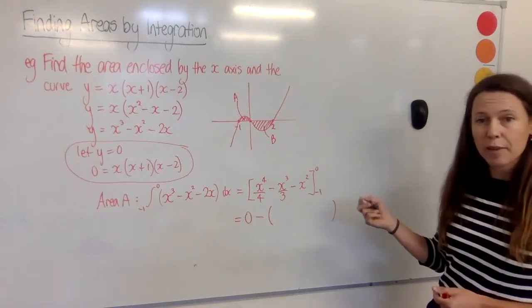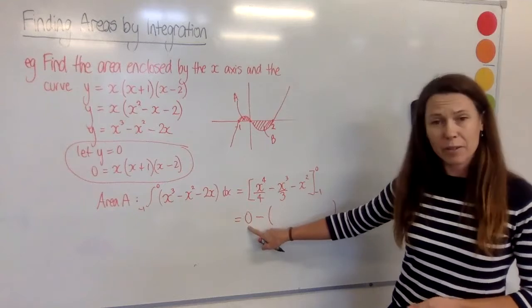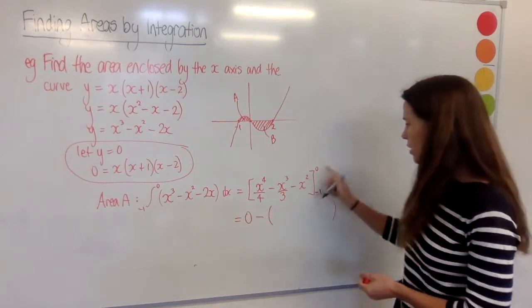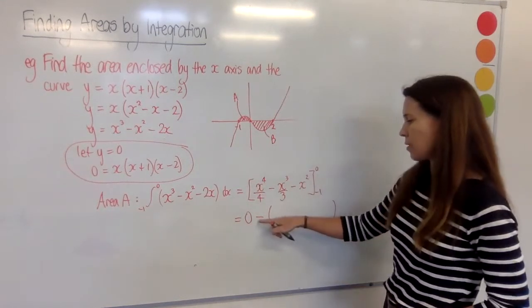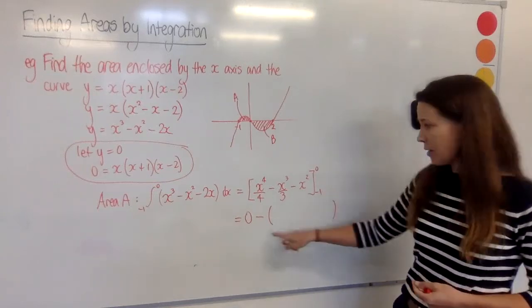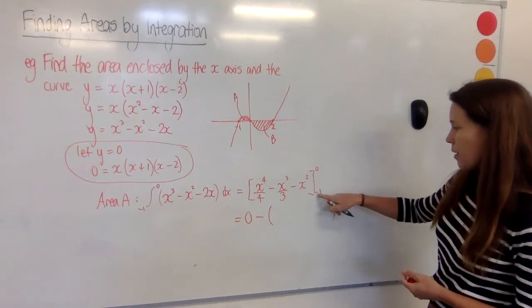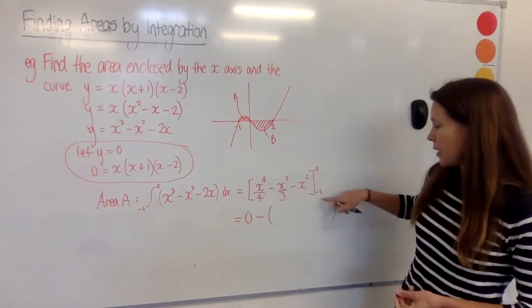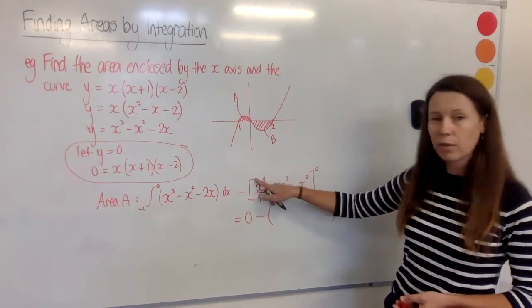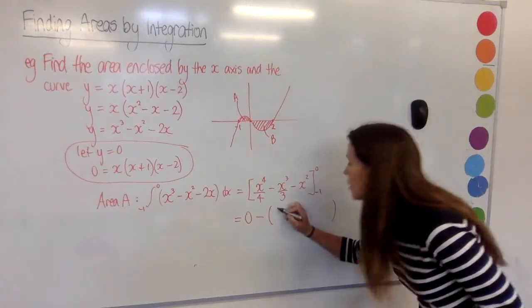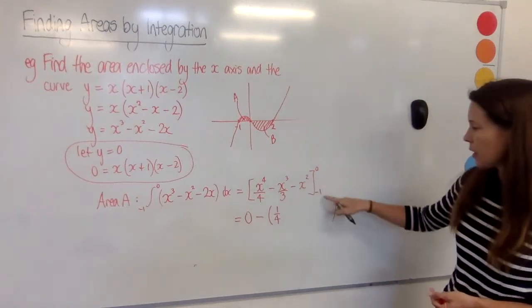And this is where you could make a mistake. So writing the 0 is not so silly, because it reminds you I've got to sub in this and then take away the subbing in of that. A lot of people forget this sign. Okay, so now let's sub in -1 for x. Now if we have -1 to the power of 4, that just gives us 1. So we'll have 1/4 there.